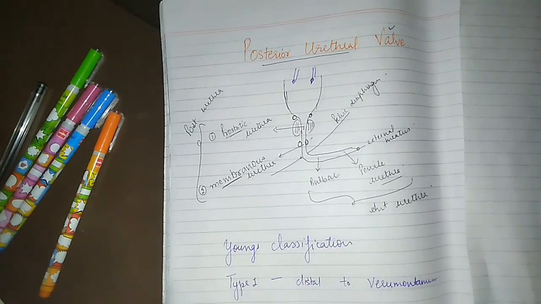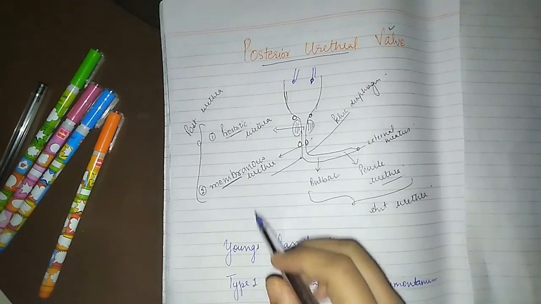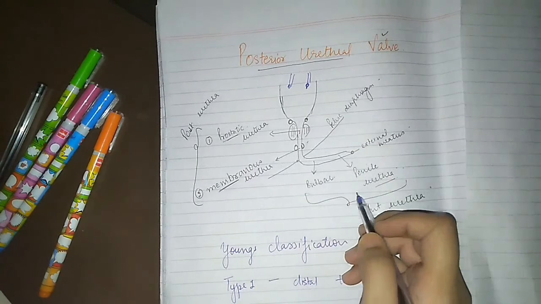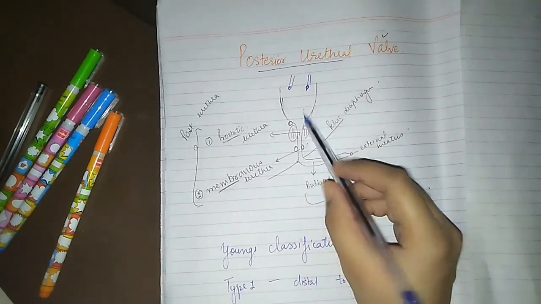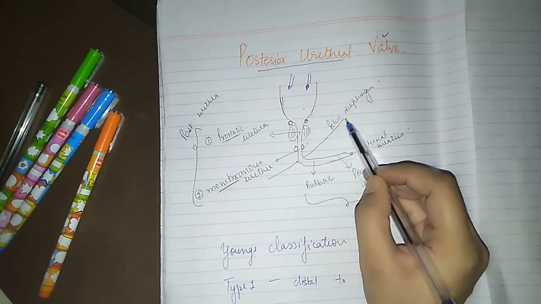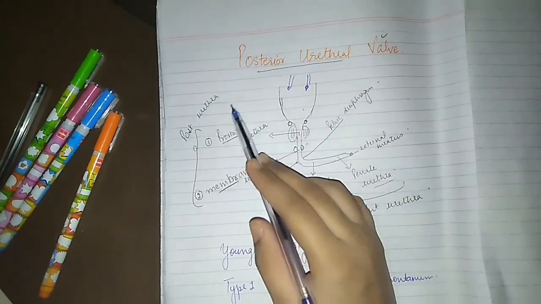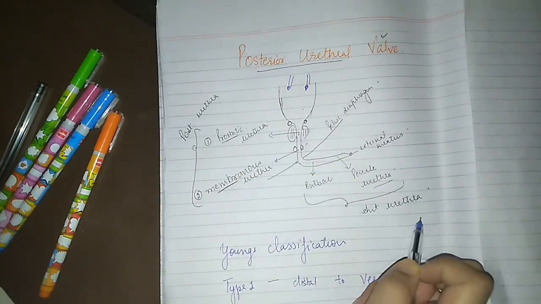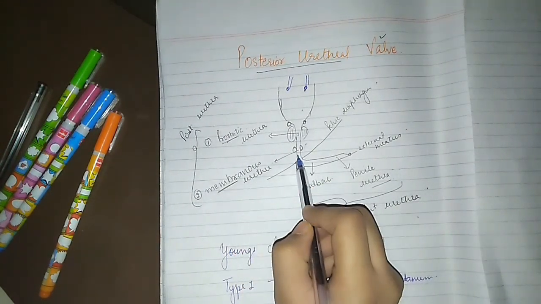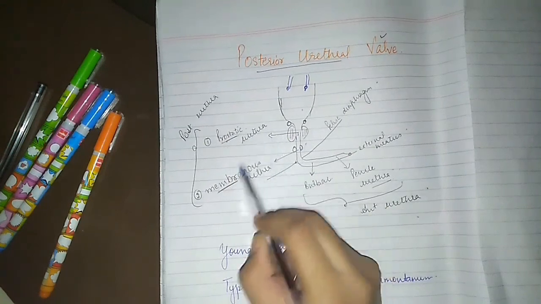As we can see over here, the male urethra can be divided into four parts: prostatic urethra, membranous urethra, bulbar, and penile urethra. This is the urinary bladder. So this is the urethra part. It is divided by the pelvic diaphragm into posterior urethra and anterior urethra. And this posterior urethra contains two parts, which are the prostatic urethra and membranous urethra.